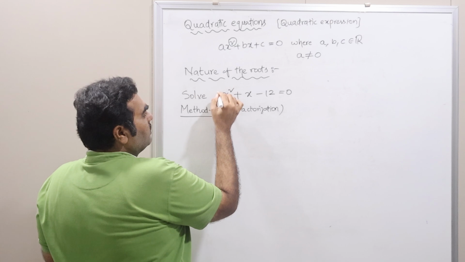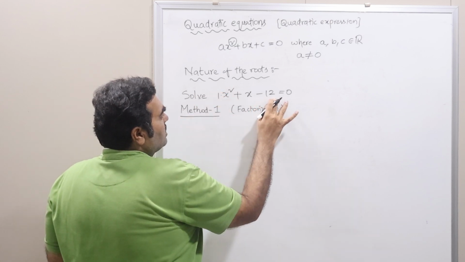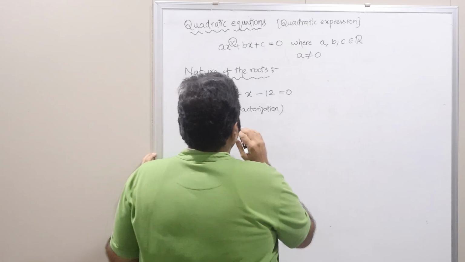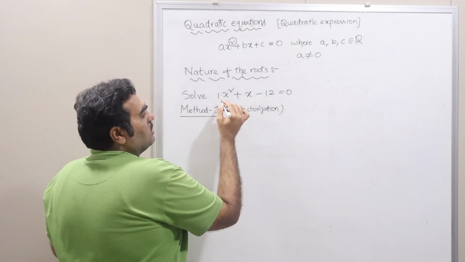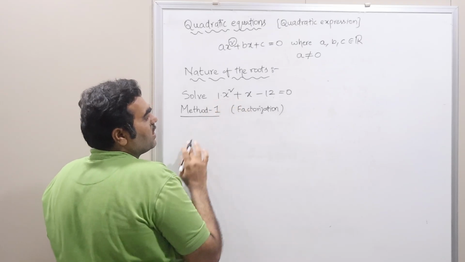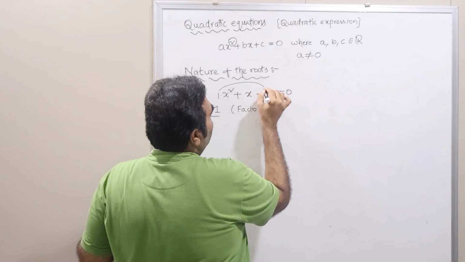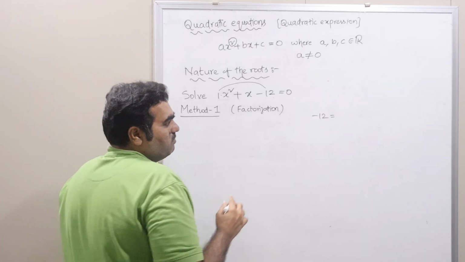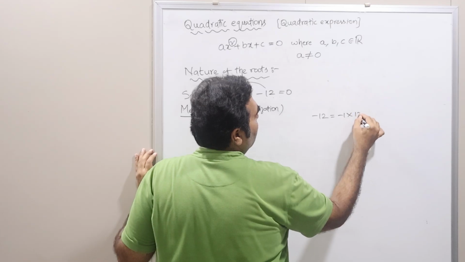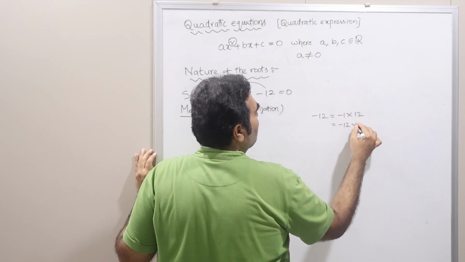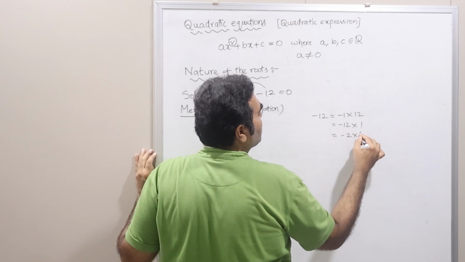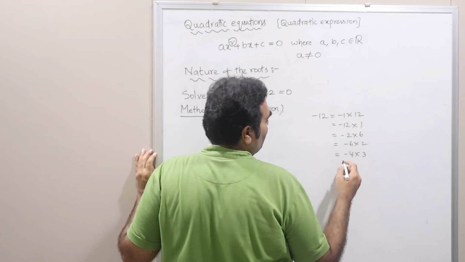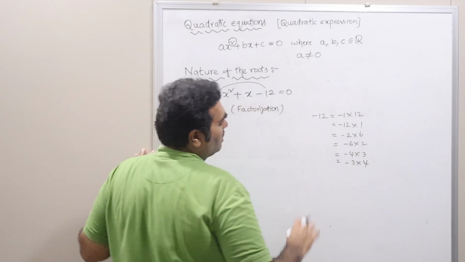Where you will be multiplying the coefficient of x square and the constant term c, and for that product, you will be considering the factors. Now if you see, the constant term is minus 12, and the coefficient of x square term is 1, so the product is minus 12. For minus 12, what are the various factors you have? Starting from minus 1 into 12, or minus 12 into 1, minus 2 into 6, minus 6 into 2, minus 4 into 3, minus 3 into 4. That's all.